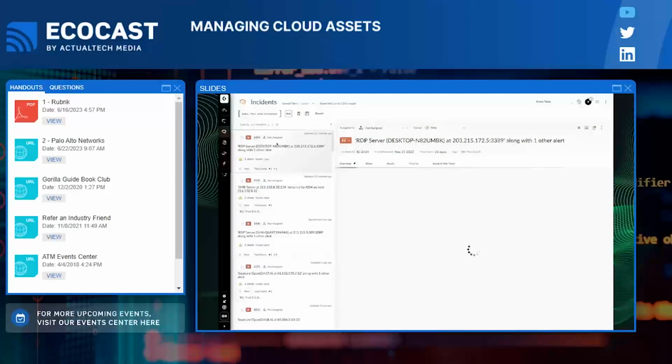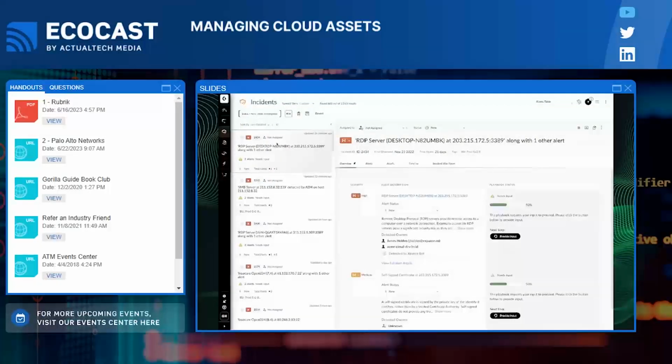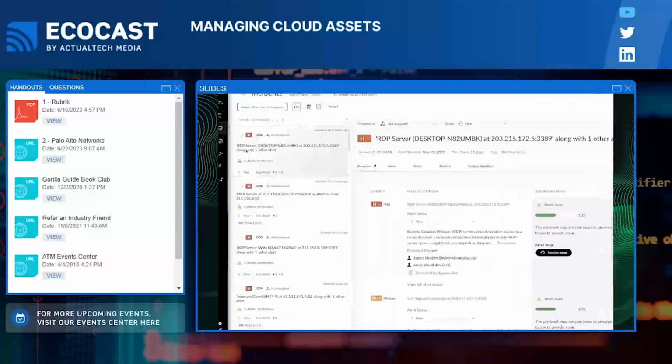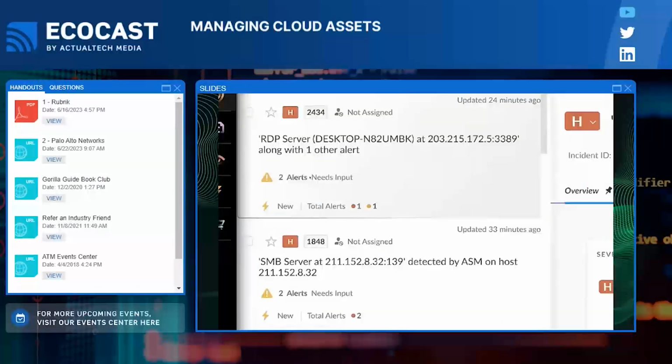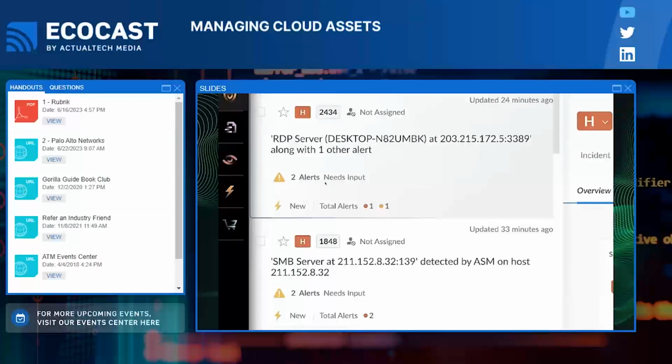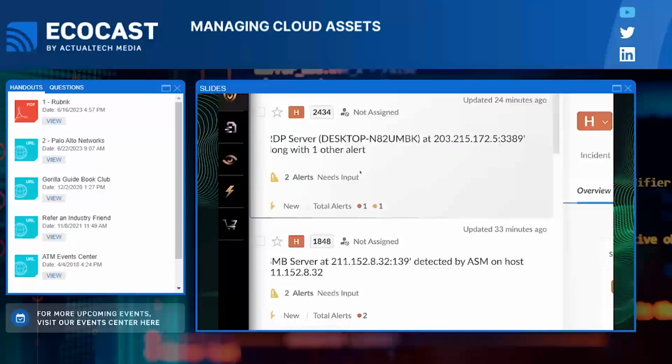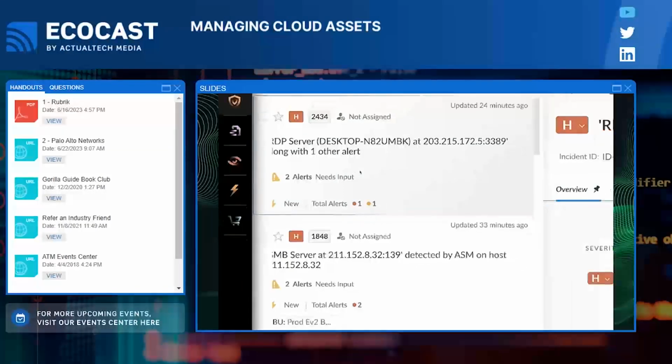Here we have the incidents page in Expander. Incidents are where we take the assets that we've been able to discover for you, so all of the IP addresses, domains, cloud instances you have, and we scan them and we look for risks. So in this case, just looking at this top row, you can see that we've grouped 2 alerts together, the top of which, the big headline one, is an RDP server, but then there's also a self-signed certificate in there.